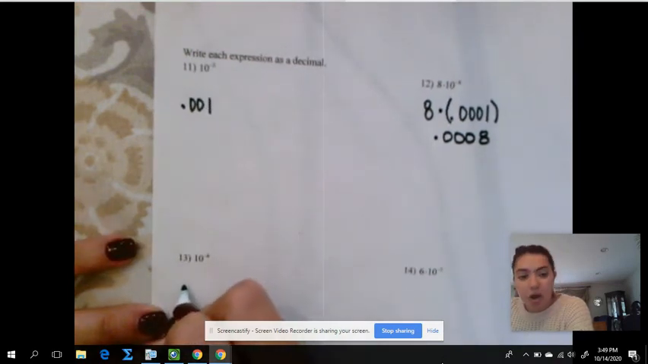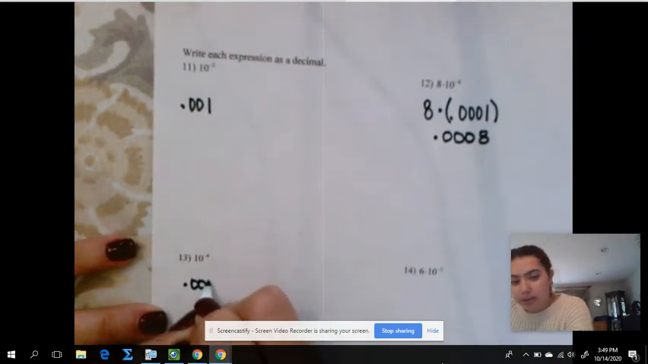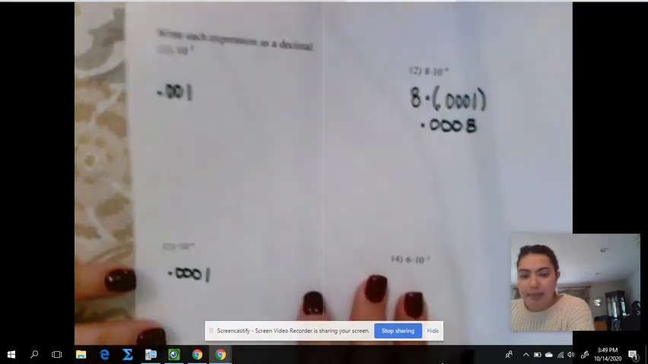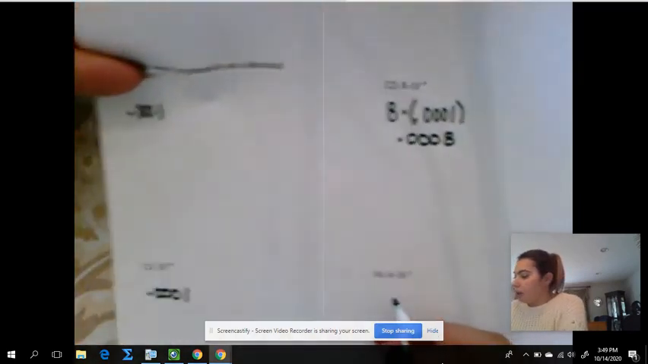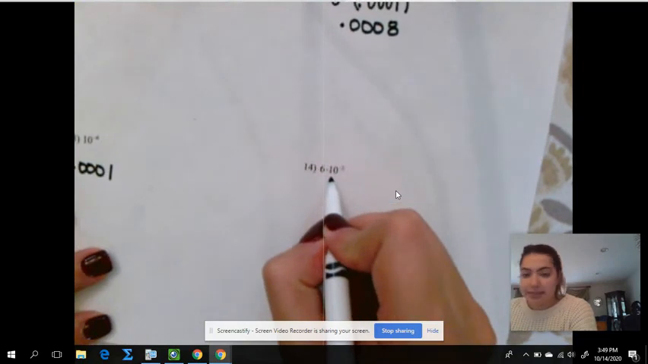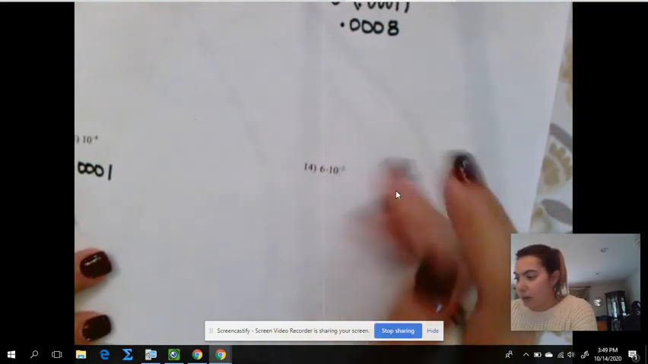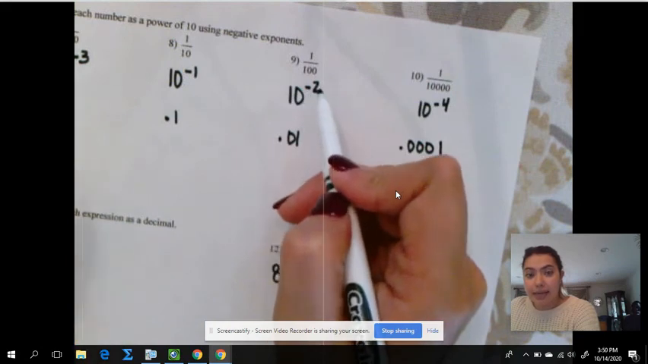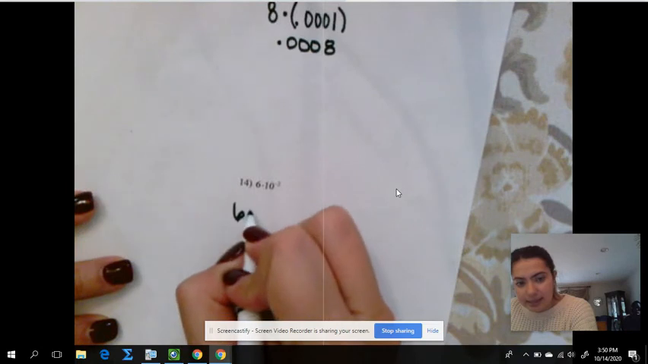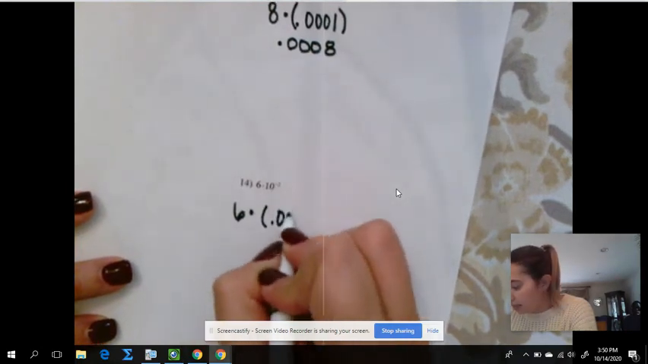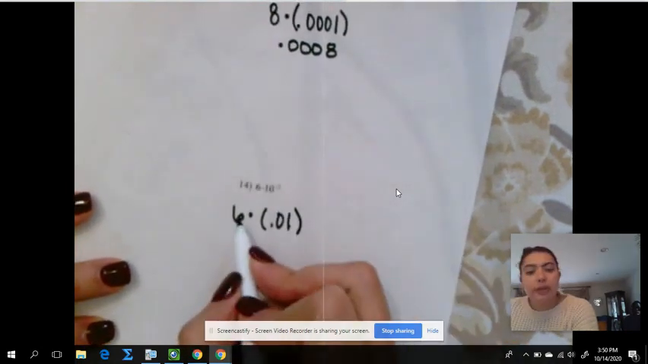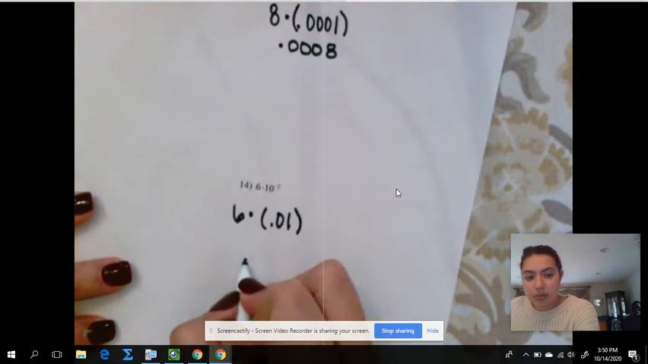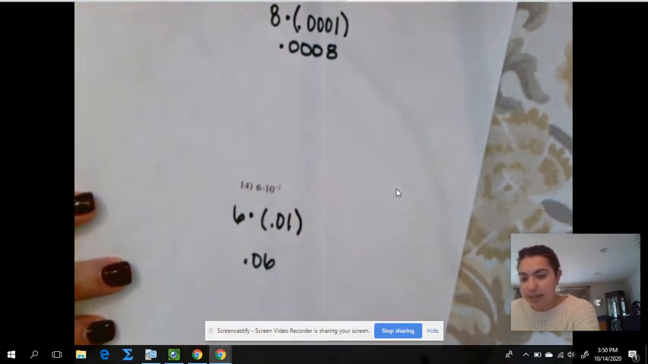Now we can move into number 13, which is 10 raised to the negative fourth power, which we know is 0.0001, and 14, which is 6 times 10 to the negative second power. Well, we know from up above that 10 to the negative second power is 0.01. So this is 6 times 0.01, which gives us 0.06.